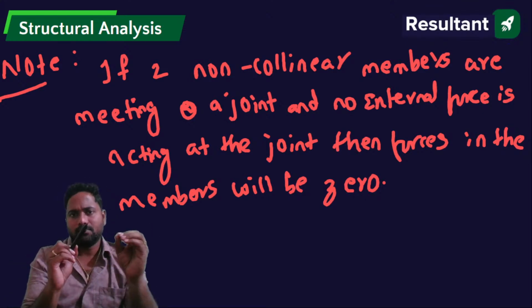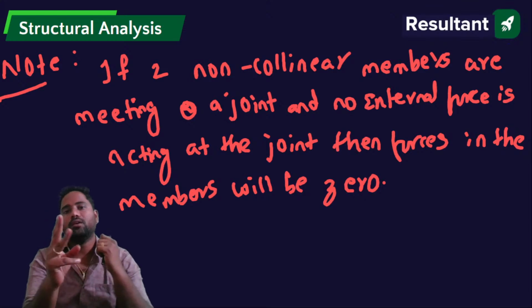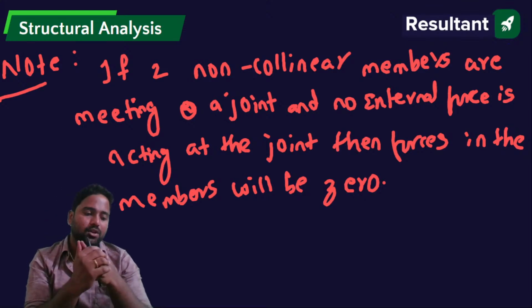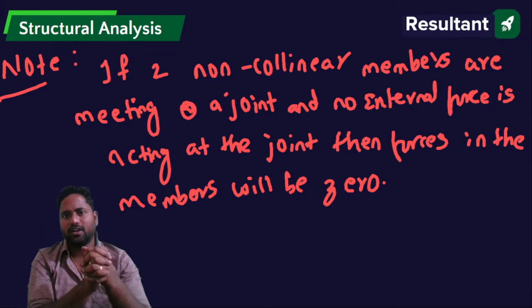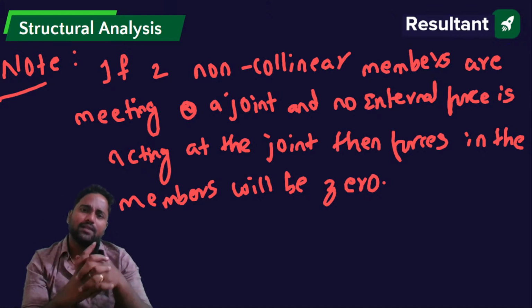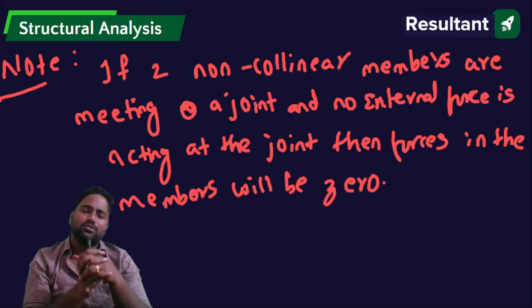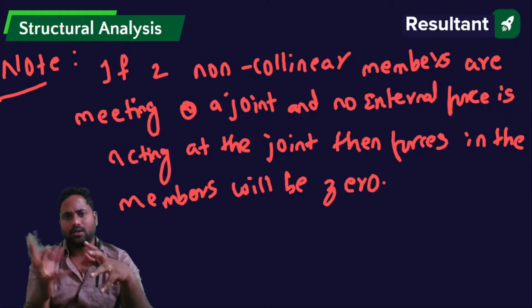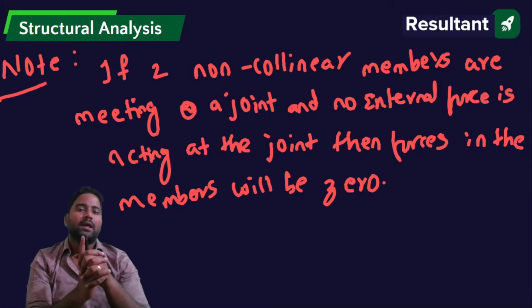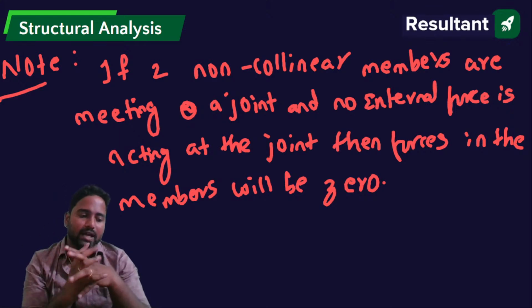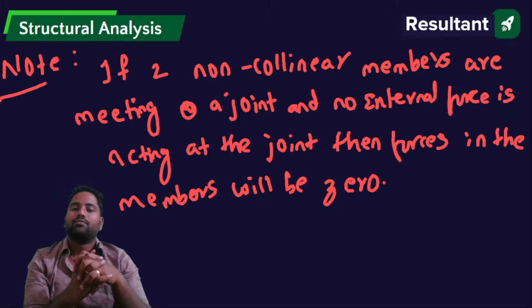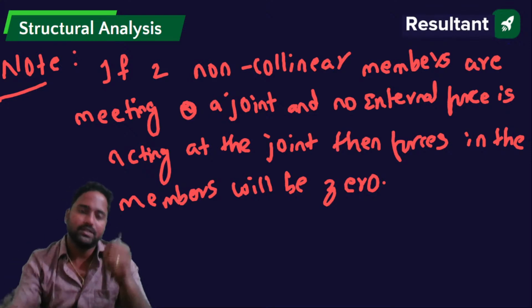So these are the two major note points. If three members are meeting at a joint, out of which two are collinear, then force in the third member is 0 if no external force is acting over there. And if some external force is acting, then force in the third member is whatever value is given over there. And if two non-collinear members are meeting at a joint and no external force is acting over there, then forces in the members will be 0. Okay, this is the idea.